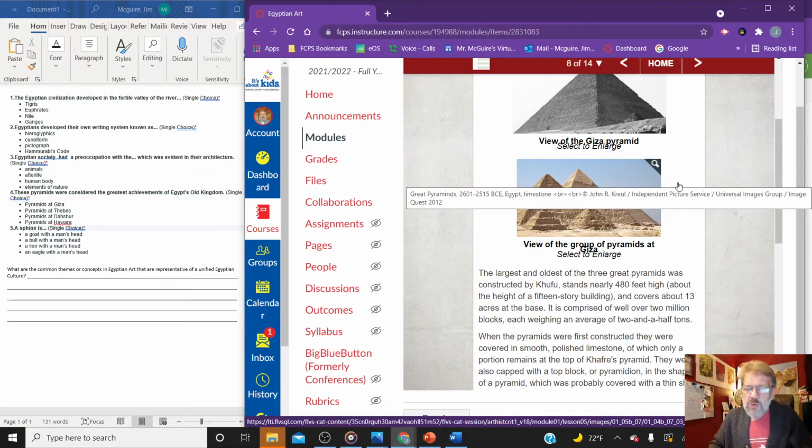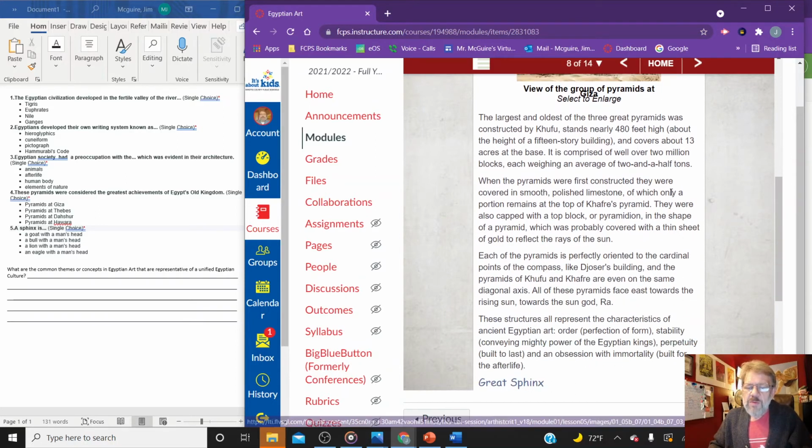It's about 13 acres across at the base, and it's comprised of well over 2 million blocks, each weighing an average of 2.5 tons. When the pyramids were first constructed, they were covered in smooth, polished limestone, of which only a portion remains at the top of Khafre's pyramid. They were also capped with a top block, or pyramidion, in the shape of a pyramid, which was probably covered with a thin sheet of gold to reflect the rays of the sun. And that polished limestone was probably very bright and reflective, and would be seen from very far away.